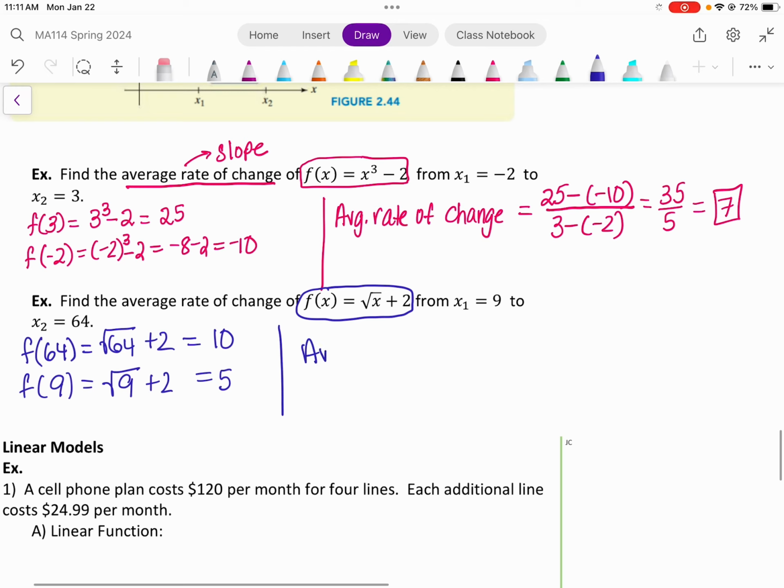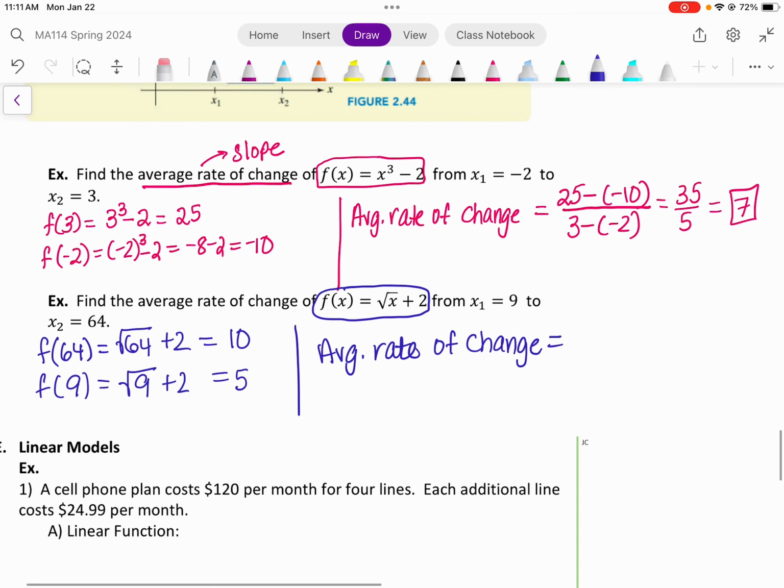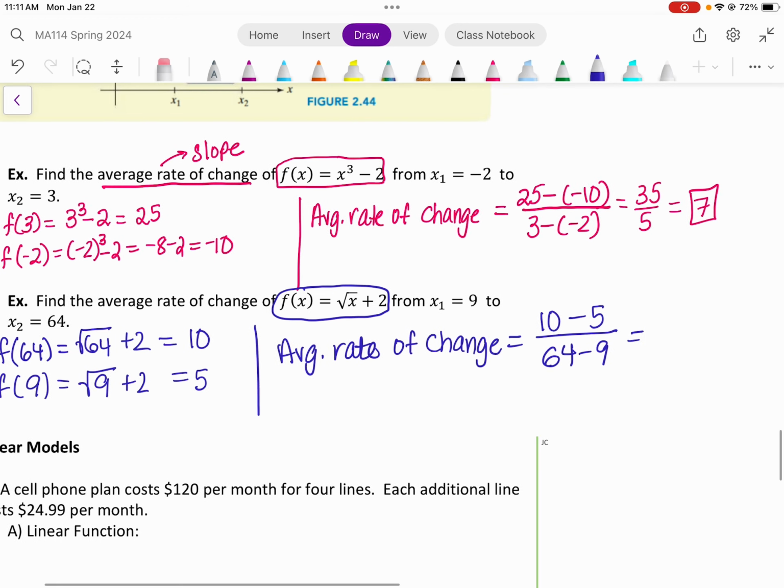Average rate of change is, and then it's y of 2, so 10, take away 5, and then I put my x's in the same order, so 64 minus 9. So we have 5 over 64 minus 9, which is 55. 1 over 11.